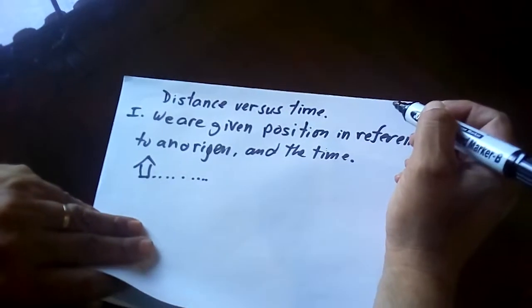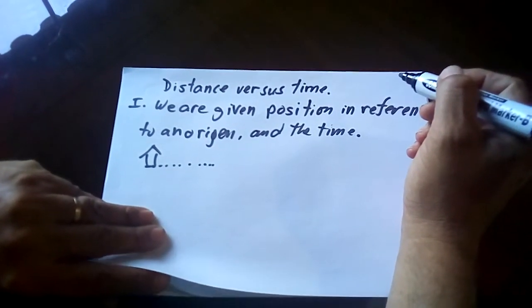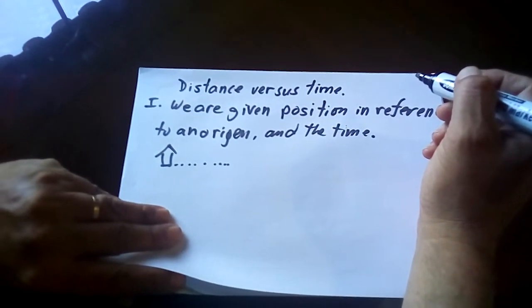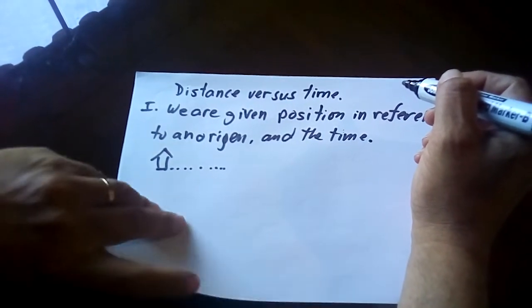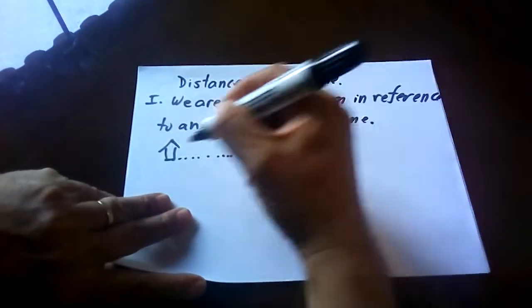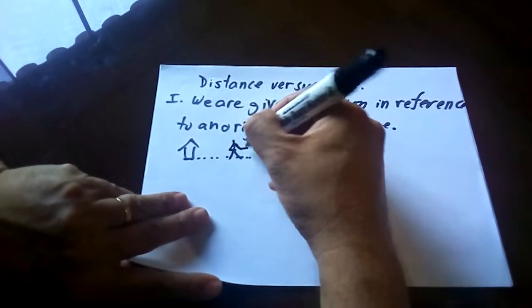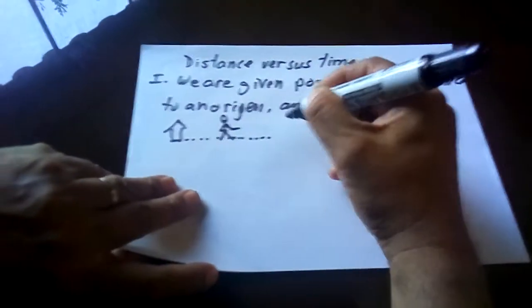Distance versus time. There are two cases in this graph. In the first case, we're given the position in reference to a non-moving origin and the time. For example, a person leaves his house and walks a few blocks.